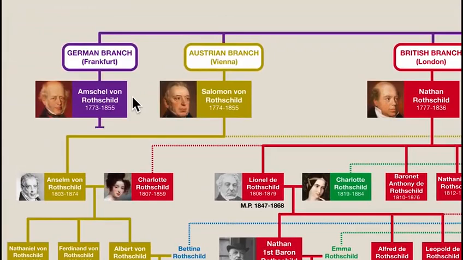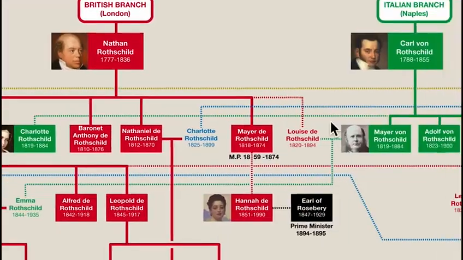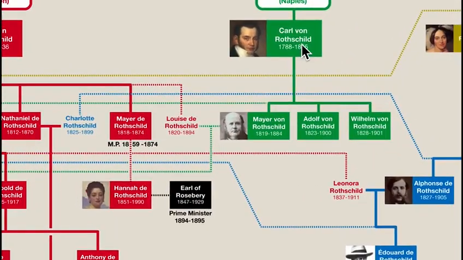The eldest son never married, so when he died, the original Frankfurt branch was taken over by two of the sons of Karl from the Italian branch. These two individuals here. The middle son took over the Italian branch.